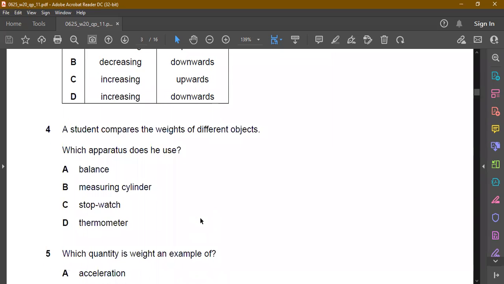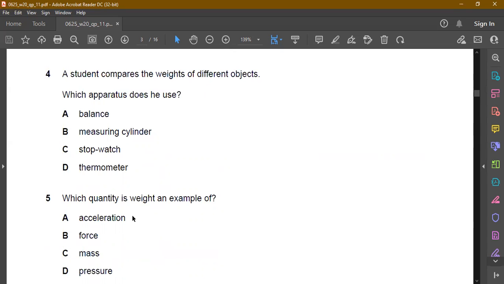Continue. Number 4, a student compares the weight of different objects. Which apparatus does he use? Balance, measuring cylinder, stopwatch, thermometer. I'm sure you already know the correct answer, right? Of course, the correct answer is A, balance. We use a measuring cylinder to measure volume, a stopwatch to measure time, and a thermometer to measure temperature.